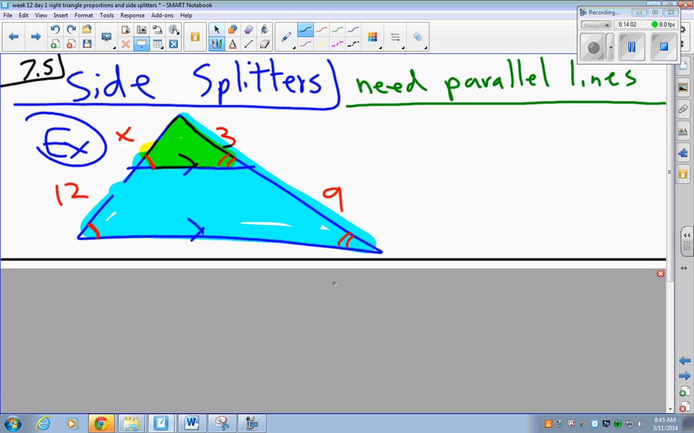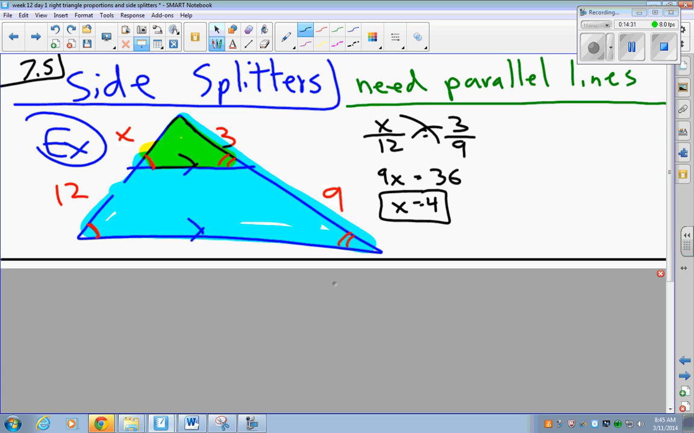So because they're similar by AA, we can just do x over 12 equals 3 over 9. Okay? Left over left part equals right over right part. Okay? And you can cross multiply. Okay? I got x is 4.